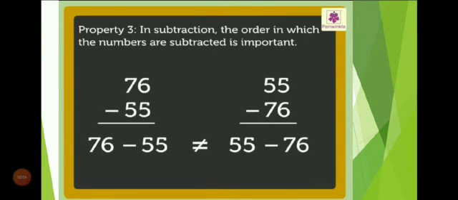Property 3. In subtraction, the order in which the numbers are subtracted is important. Let us take the numbers 76 and 55. When we subtract 55 from 76 and 76 from 55, we do not get the same answer. It means 76 minus 55 is not equal to 55 minus 76. Thus, it tells us that in subtraction, the order in which the numbers are subtracted is important.